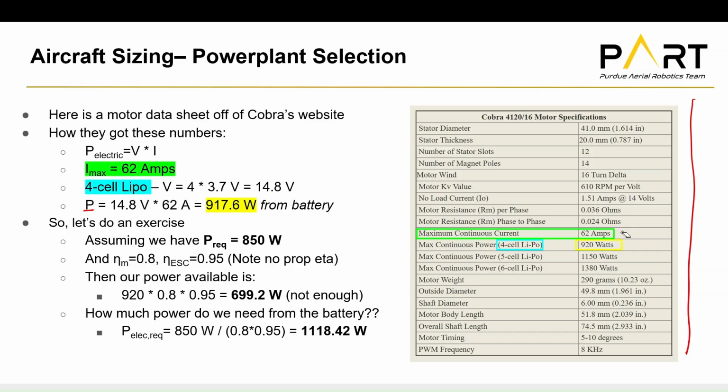Now, why do I care about how they got those numbers? Because they don't factor in any sort of efficiencies with these, right? They assume this is a 100% efficient system. So to kind of show why that matters, let's do an exercise, all right?